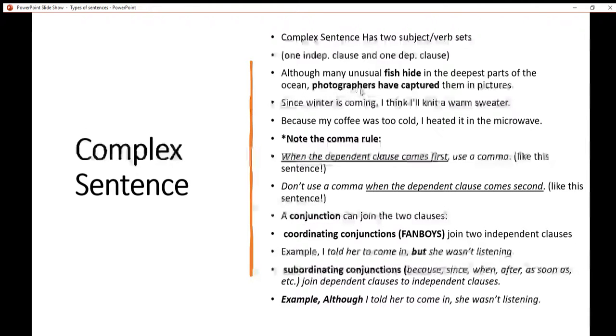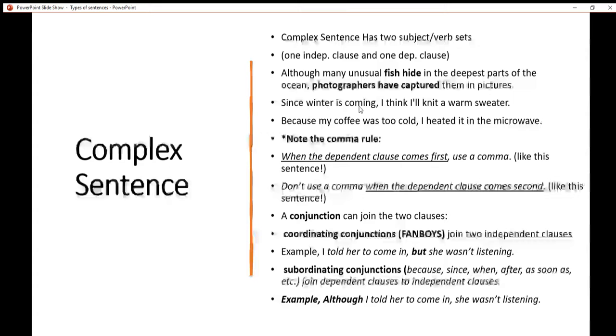Since winter is coming, I think I'll knit a warm sweater. Since winter is coming is a dependent clause because you can't just say since winter is coming. What comes after that? So you need to add I think I'll knit a warm sweater, because that is actually a complete sentence. That means this is the independent clause. The dependent depends on the independent to become a full sentence.